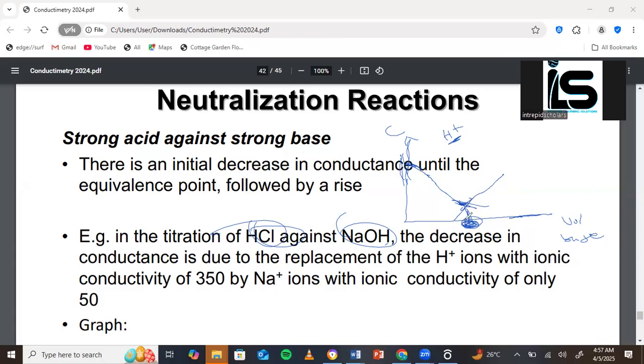Now, this point doesn't get to 0 on the bar because even at this point, when there's no H plus in the medium, when we just have water, there's sodium plus and then chlorine minus ions, which are still conducting, right? Now, there's a rise after the equivalent point because OH minus ions become in excess, and then it also has higher conductivity. That is why it goes back. So this is the nature of the graph that you get for a strong acid, strong base conductimetric titration.